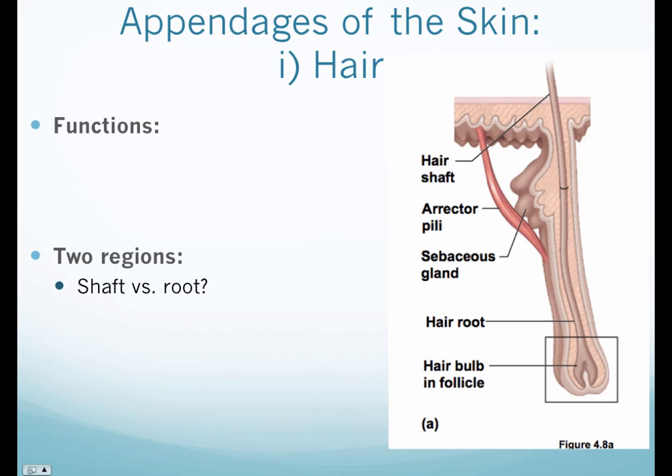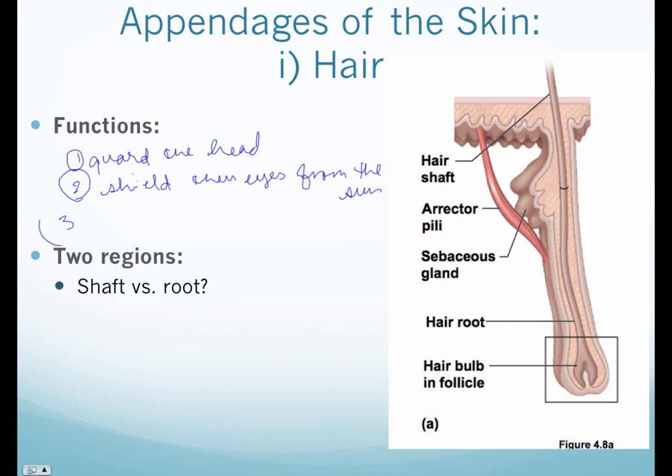The very first one we're going to look at is hair, and the function of hair is to guard the head. A second function is to shield the eyes from sun. And then the third thing is to keep foreign particles out of the respiratory tract.